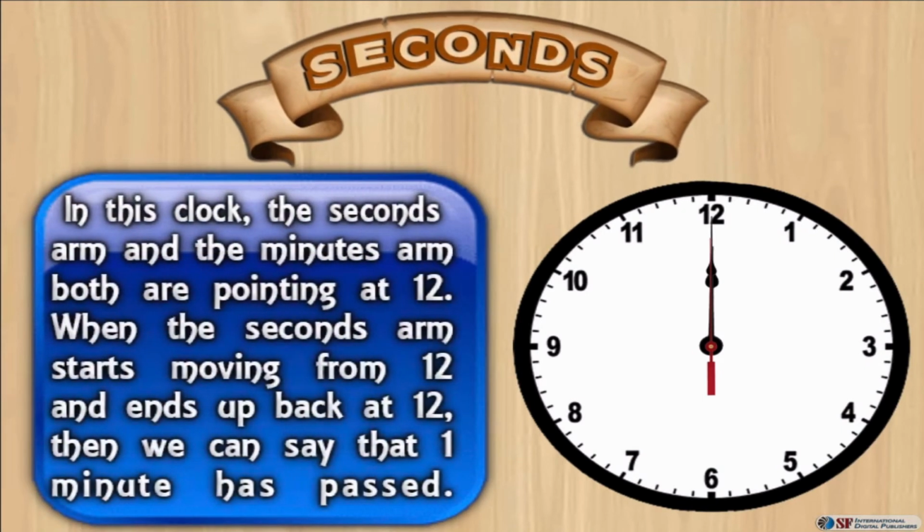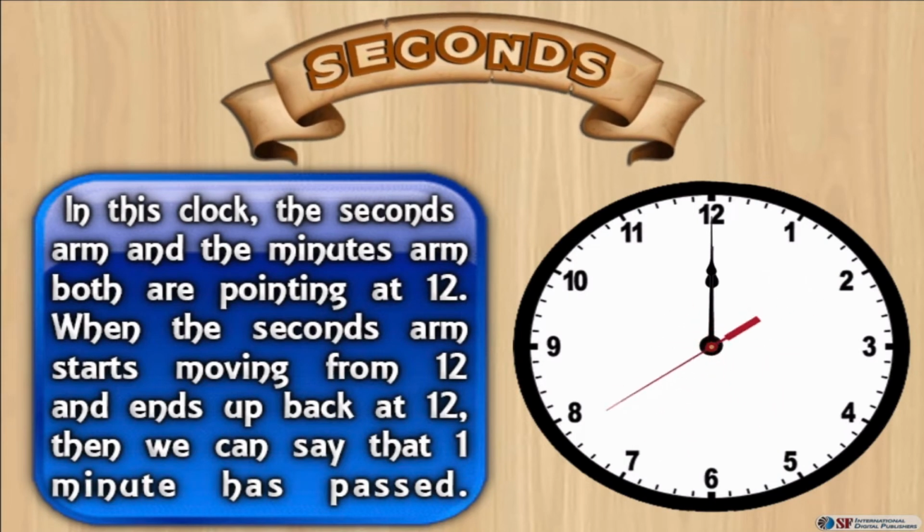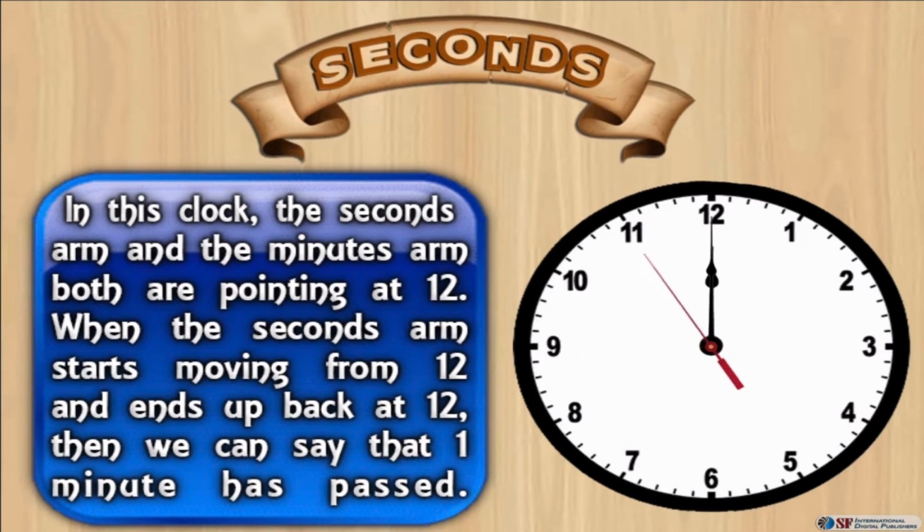In this clock, the seconds arm and the minutes arm both are pointing at 12. When the seconds arm starts moving from 12 and ends up back at 12, then we can say that 1 minute has passed.